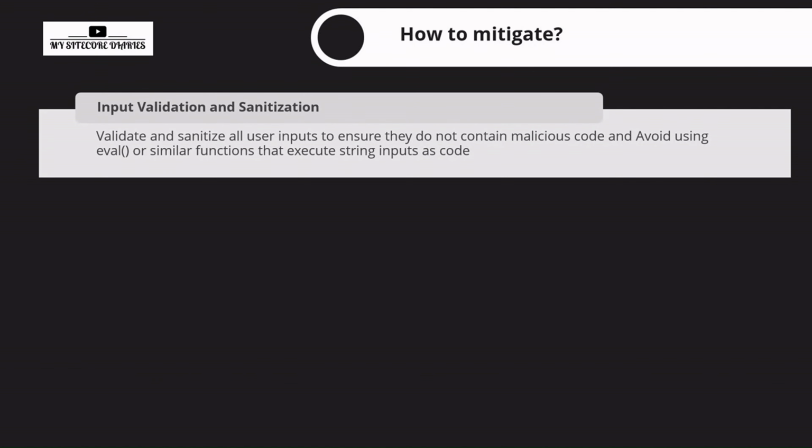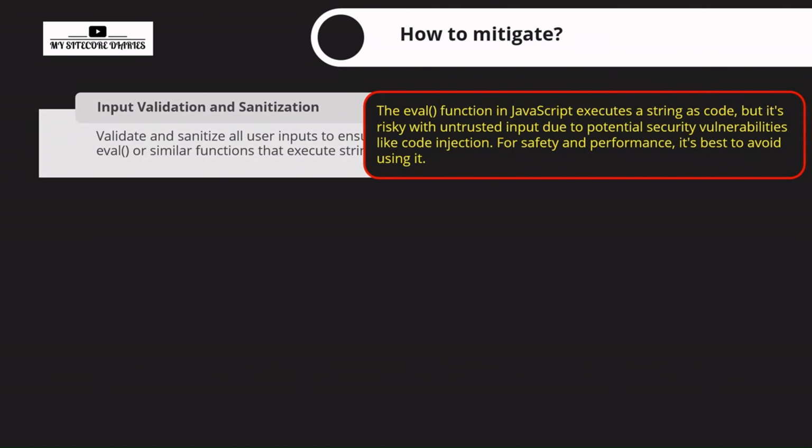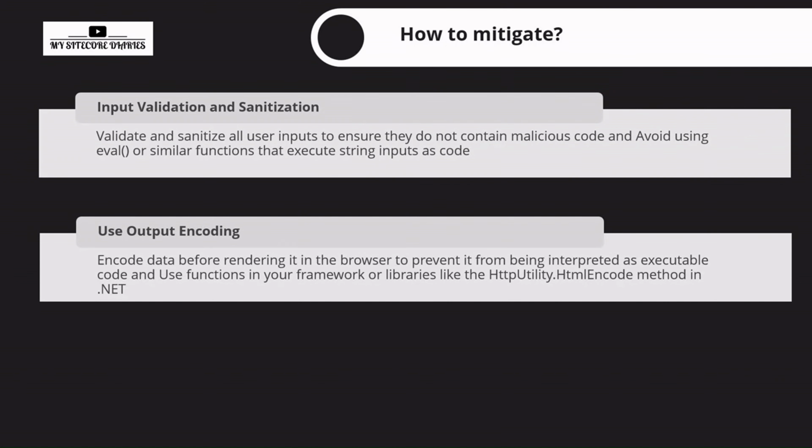Along with that, it is very important to avoid using eval or similar functions that execute string input as code. Now, what is eval? The eval function in JavaScript executes a string as code. So when you pass a string, it will be executed as code. But it's a risk with untrusted input due to potential security vulnerabilities like code injection. For safety and performance, it's best to avoid using it. So validate and sanitize all user inputs, and avoid using functions like eval.